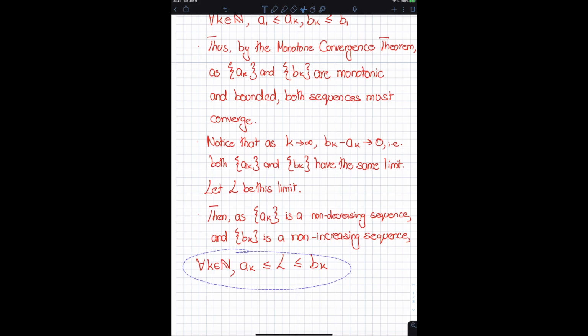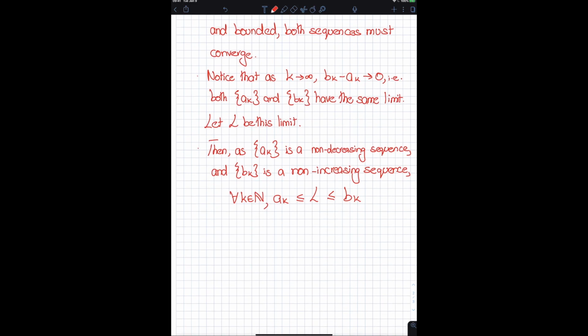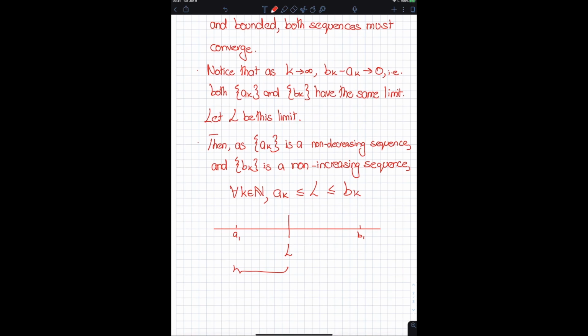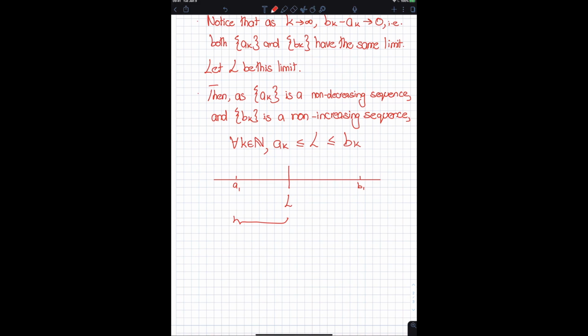Now, why is this true? Once again, this is something that you need to think about, maybe on the number line. So think about this. Let's say this is A_1 and this is B_1. The one thing we know is A_k is an increasing sequence and it converges to L. So let's say that this is L. Since it converges to L and it's an increasing sequence, all the values of the sequence A_k must lie in the interval A_1 comma L.